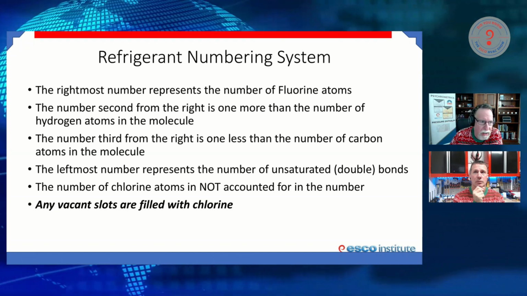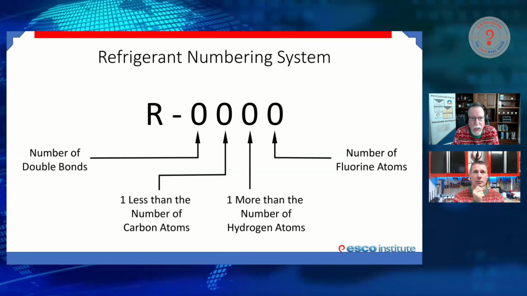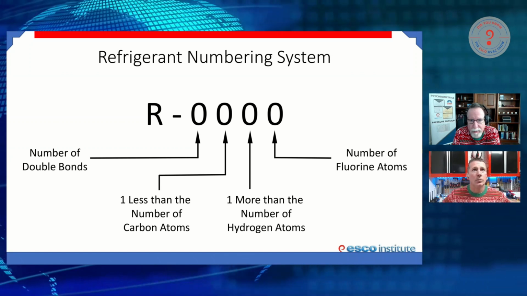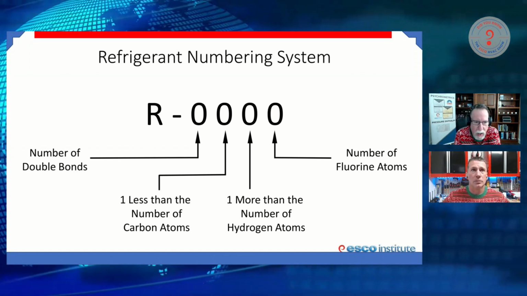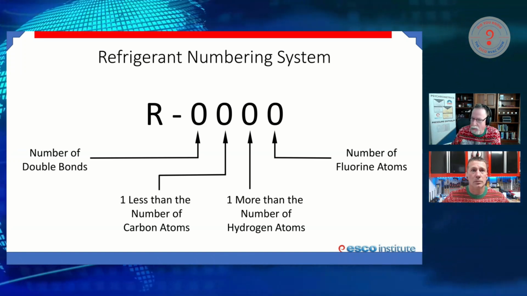So it sounds a little crazier than what it is. So here it is. We have a refrigerant number, and the number all the way on the left is how many double bonds we have. The next number is one less than the number of carbons.